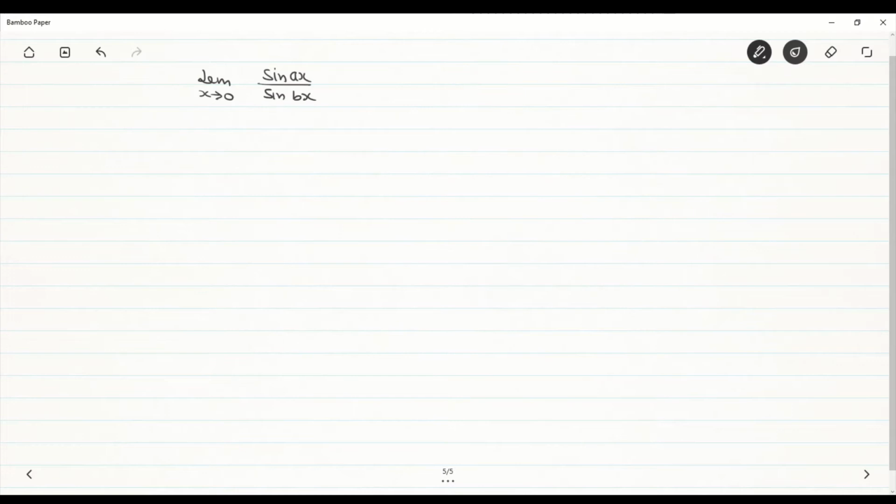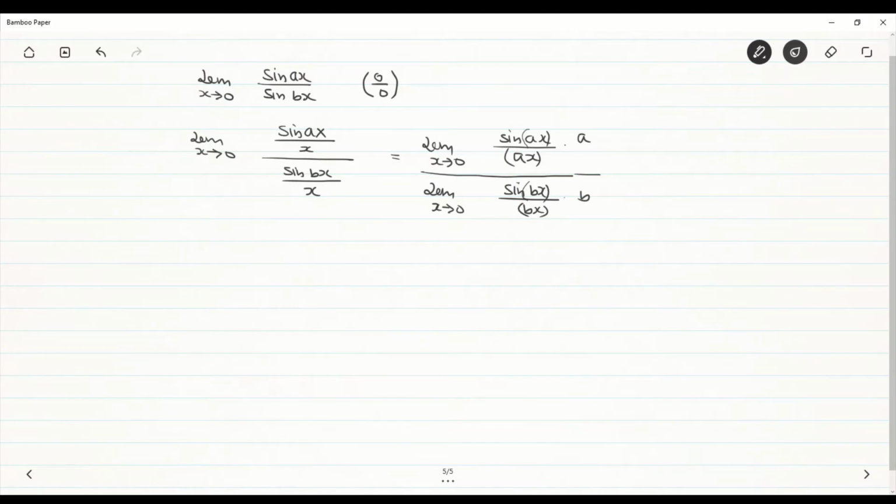Let's take another question. Evaluate the limit of the function sine ax upon sine bx when x is tending to 0. Again, here if I apply the direct substitution method, this becomes 0 by 0, which is meaningless. And we cannot factorize it. So let's try the third method, which is the formula method. So here I am dividing the numerator and denominator by x. And then I'm dividing and multiplying the numerator by a and dividing and multiplying the denominator by b.